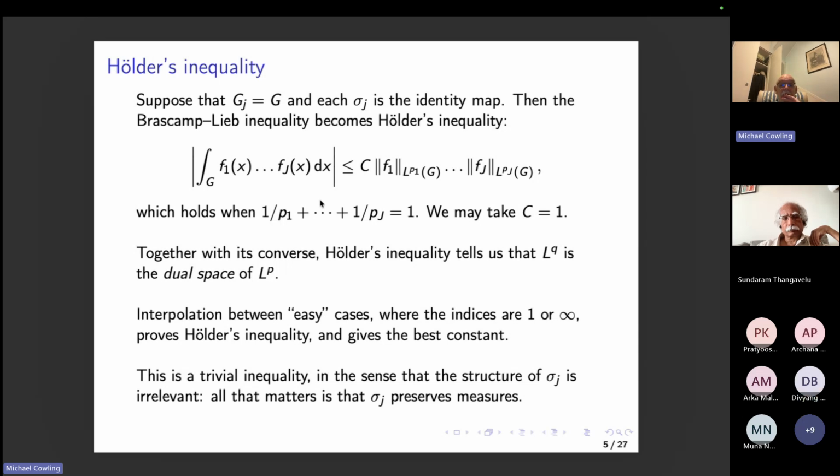Now, in some sense, this is a cheat because, in fact, even to do interpolation, you need Hölder's inequality. So you can't really prove it this way. But it's worth pointing out that interpolation between the easy cases gives a good value for the constant straight away.